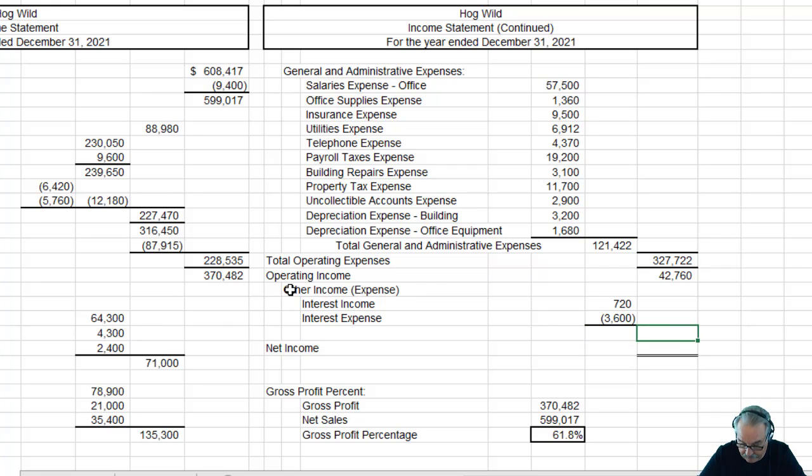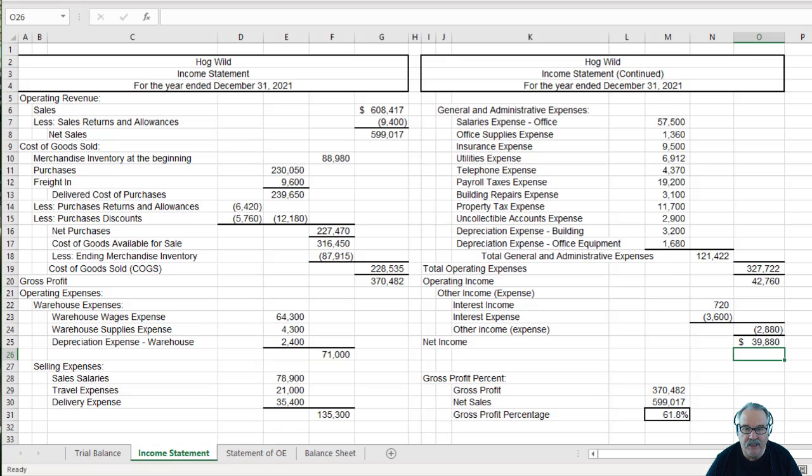So that total other income and expense, $2,880. So our net income, which is operating income minus the other expense, $39,880. $39,880 is our net income for Hog Wild. Practice this. Very, very important statement for a merchandising company.